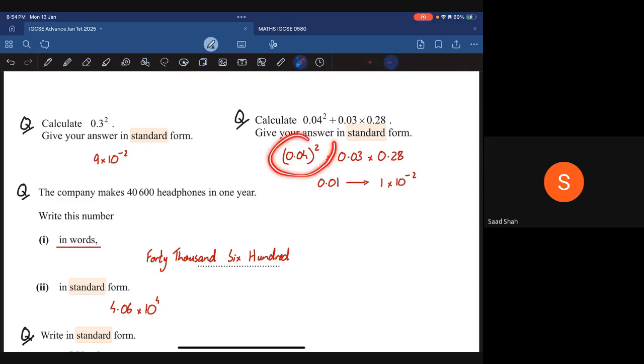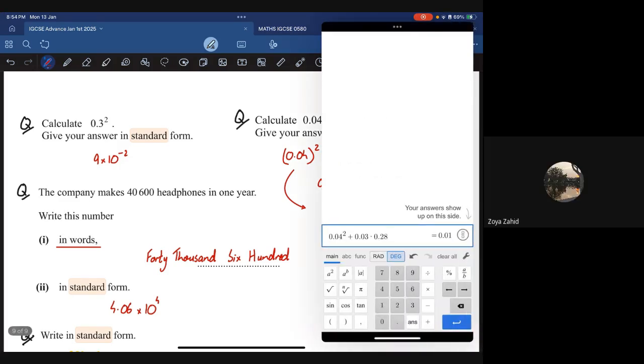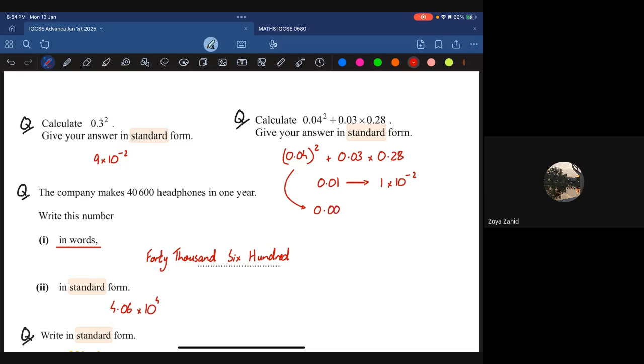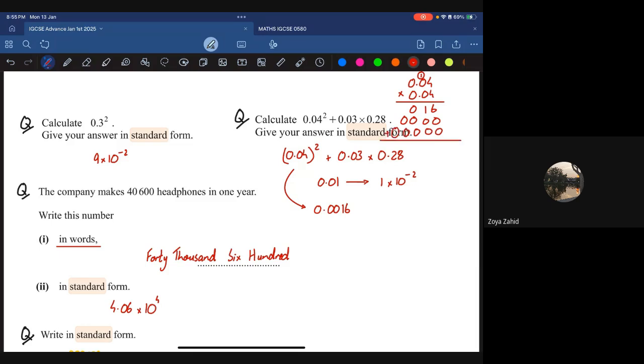First of all, 0.04 times 0.04 gives you what? Has anyone solved this? Wait, let us see. 0.0016. Well done, Zoya. Now, this can be easily solved by doing this. Because it's paper 2, you can solve it like this. It's too much of a hassle, but 16, then zeros, and lastly 1, 6, and 3 zeros.